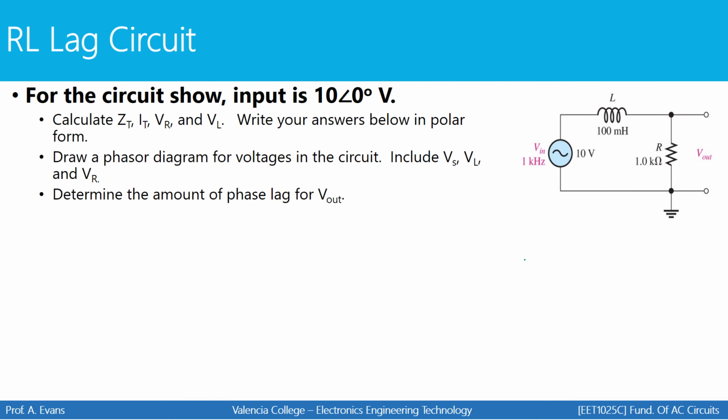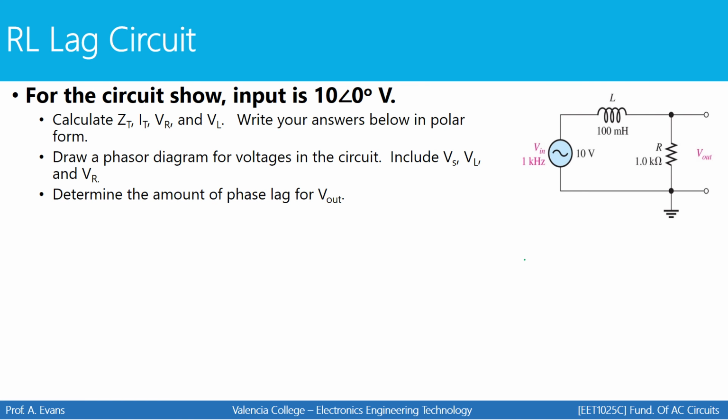So here's an RL lag circuit. And for the circuit shown, the input voltage is 10 at an angle of 0 degrees, and we're going to repeat the same steps as the problem before. We're going to calculate total impedance, total current, the voltage across R, and the voltage across L. If you feel like you know what you're doing at this point, that's great, and I encourage you to hit pause right now and do this problem completely on your own. Then come back and check in for the answers.